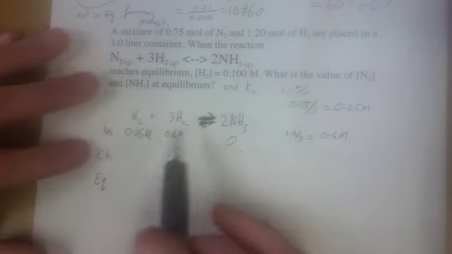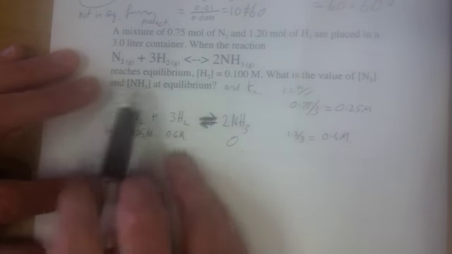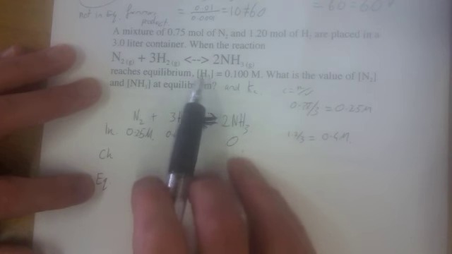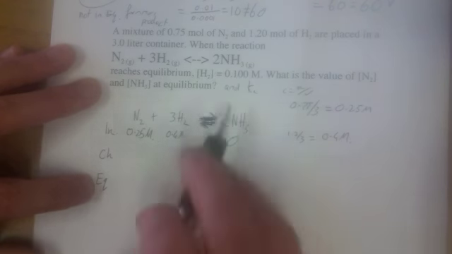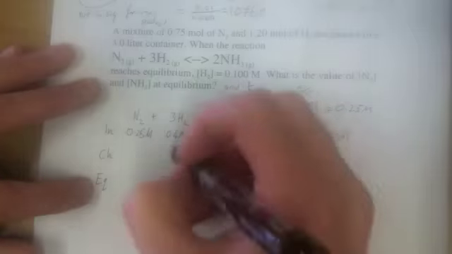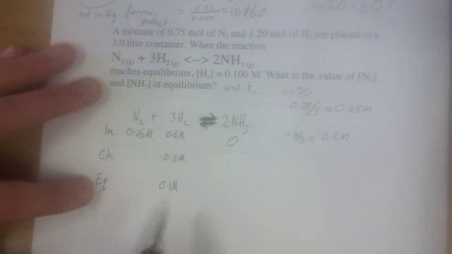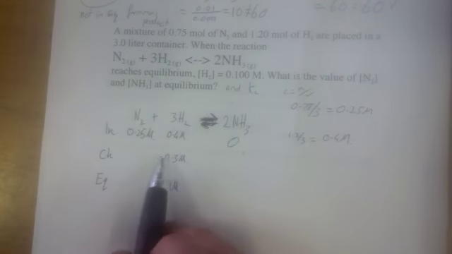What we want to do is fill in how much has changed and what the concentrations will be at equilibrium. Now, it tells us that we have hydrogen as 0.1 molar at equilibrium. So we've got 0.1 molar of hydrogen there at equilibrium. That means we have a change of 0.3 molar. The concentration is going down by 0.3.